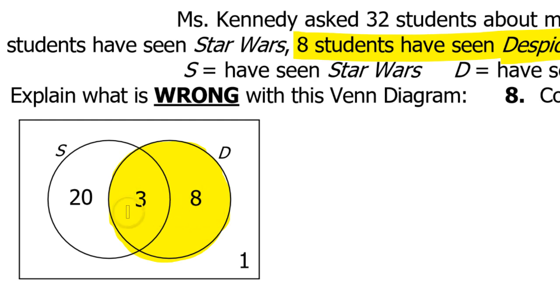They are treating the overlapping number of students that have seen both movies as being a separate set. But really, these two numbers together have to add up to the total number of students who have seen Star Wars. And these two numbers together have to add up to the total number of students who have seen Despicable Me. So let's fix the diagram.